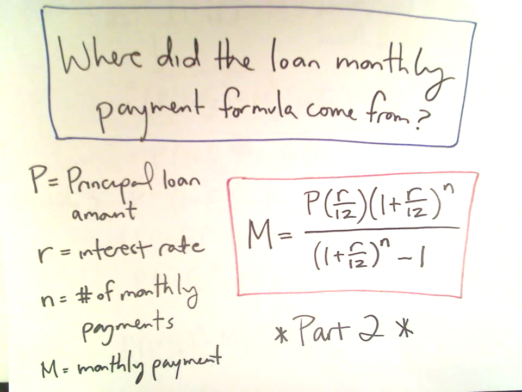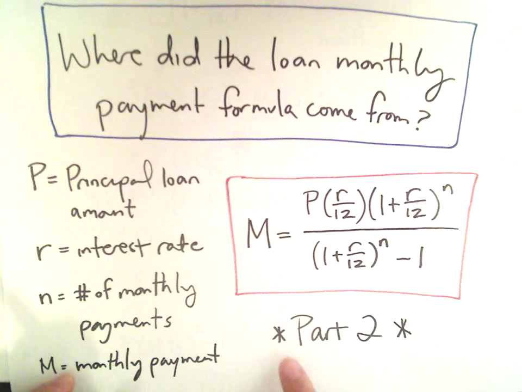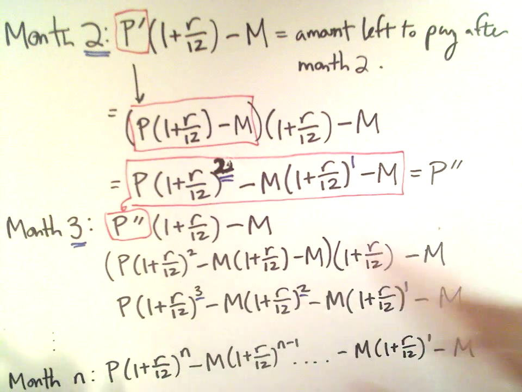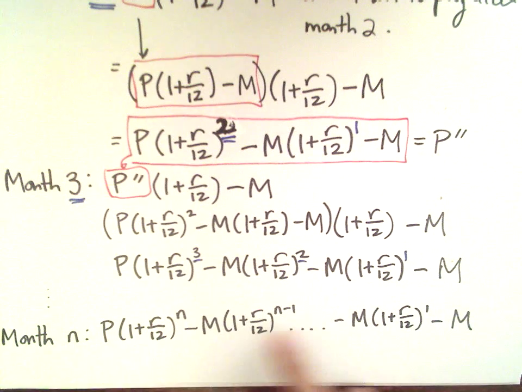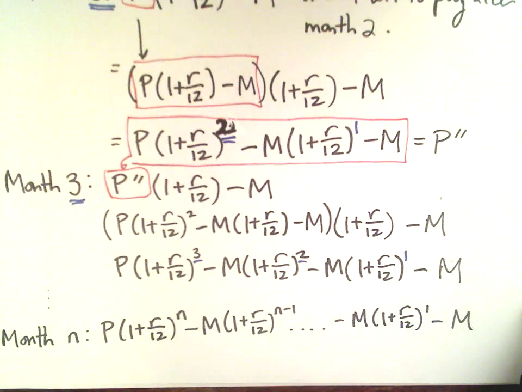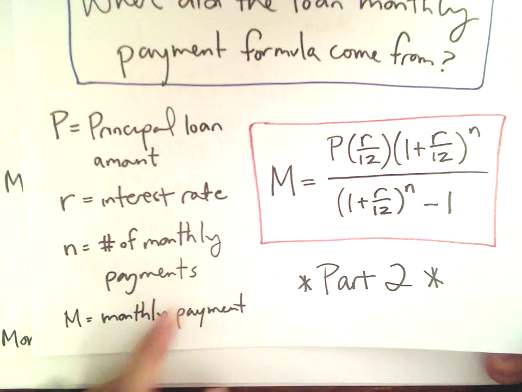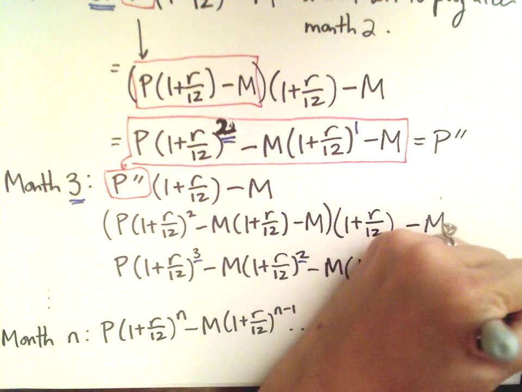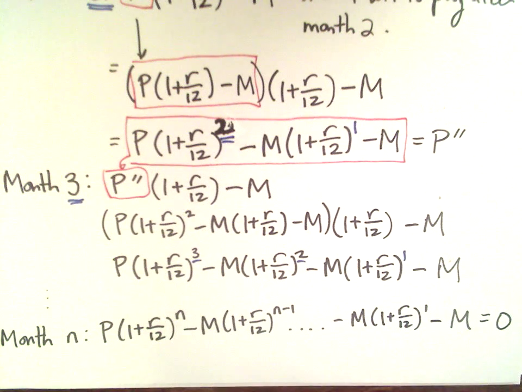Okay, we're back. We had been figuring out the monthly payment formula, and now we're doing part 2. We did all these calculations trying to figure out the amount left to pay after month 2, month 3. And we finally figured out a formula by looking at the pattern for the amount left to pay after month n. And if n is the number of monthly payments here, then after n months we should get 0, right? So it should be that after month n, the amount left would equal 0.